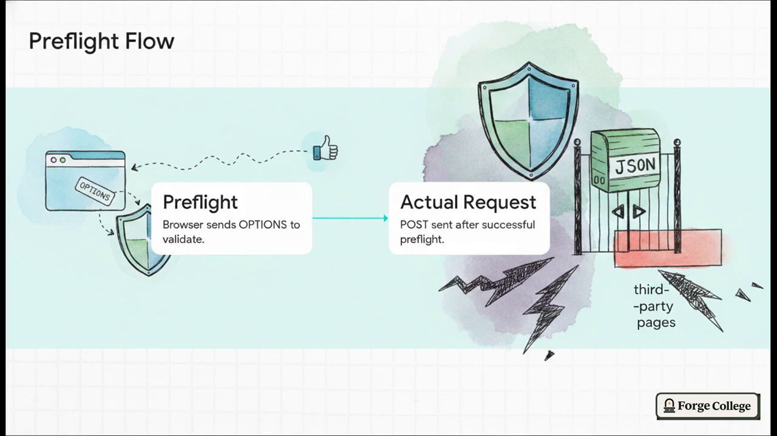Step 1. The browser preflight. The browser automatically fires off that OPTIONS request. Your proxy looks at it, validates the origin, and says, yep, you're good. Step 2. Only after that successful preflight does the browser send the actual request, the POST.